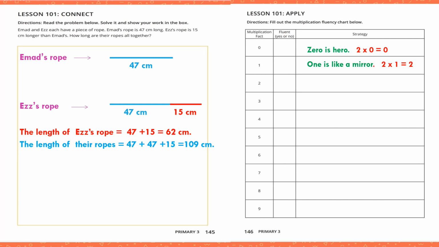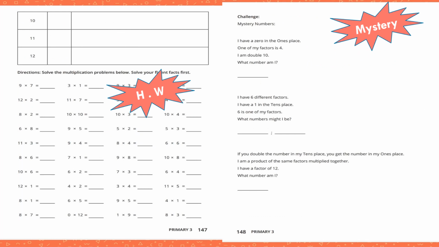Okay, 2 is doubling. It's like adding the number to itself 2 times. It's like 2 plus 2 equals 4, which is the same as 2 times 2 equals 4. And here are some multiplication problems. You will solve them as homework.